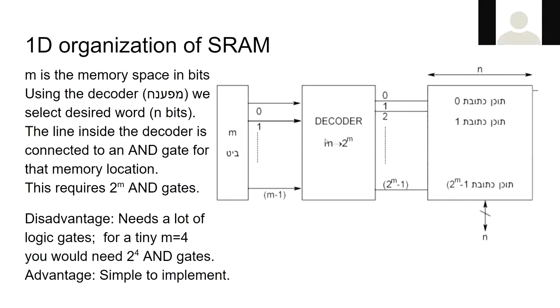Is the decoder using a bus or is it using gates? The line inside the decoder is connected to an AND gate for that memory location. And this requires 2^m AND gates. I'm going to have 4 billion ANDs in here.